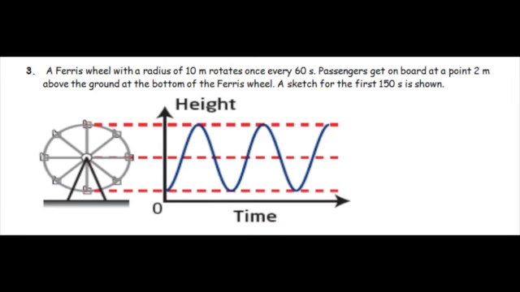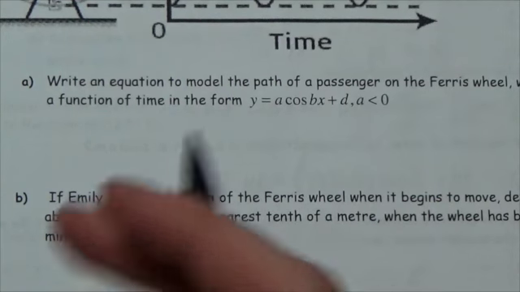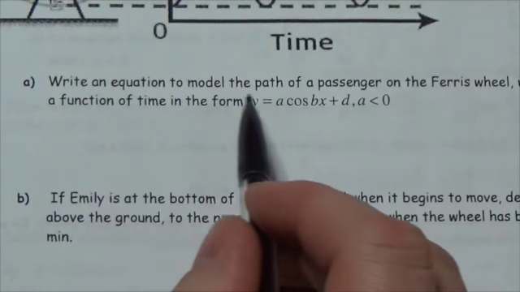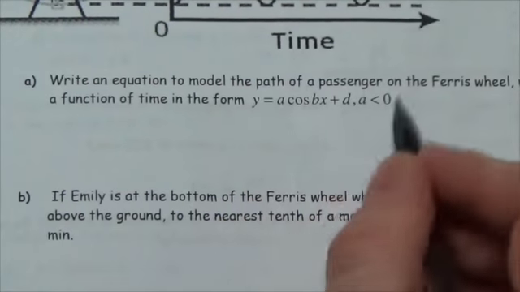A Ferris wheel with a radius of 10 meters rotates once every 60 seconds. Passengers get on board at a point 2 meters above the ground at the bottom of the Ferris wheel. A sketch of the first 150 seconds is shown. The first thing we want to do with this question is write an equation to model the path of a passenger on the Ferris wheel, where the height is a function of time, in the form. And they give us the form here.